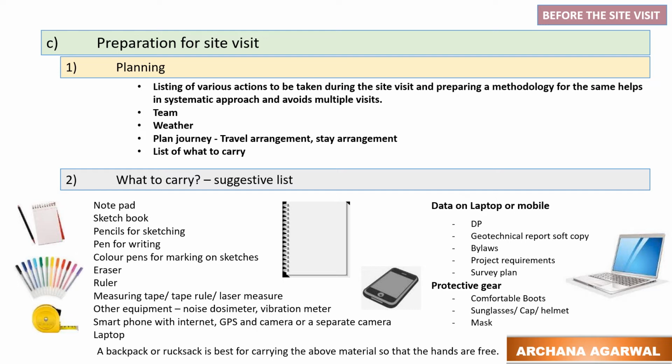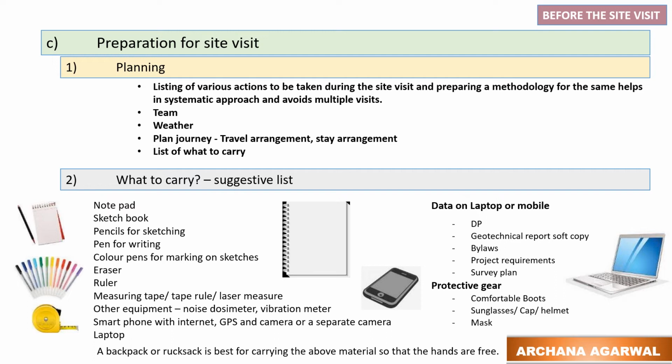A suggestive list of items to carry to the site is given here. Notepad, sketchbook, pencils, pen, measuring tape, etc. should always be carried. If there is a requirement for measuring noise or vibration or any other parameter, then the corresponding equipment should be carried.